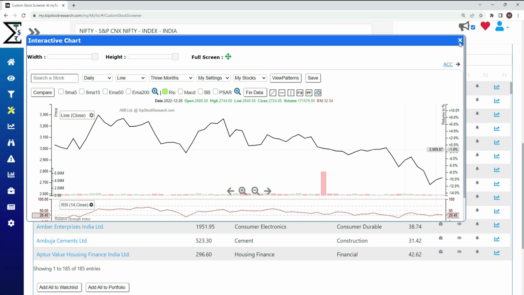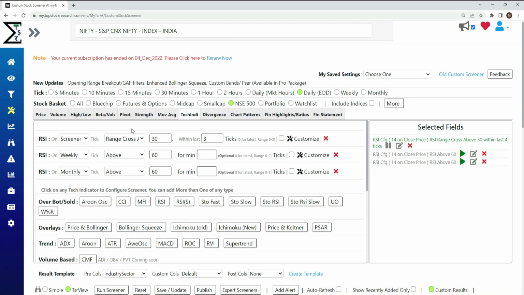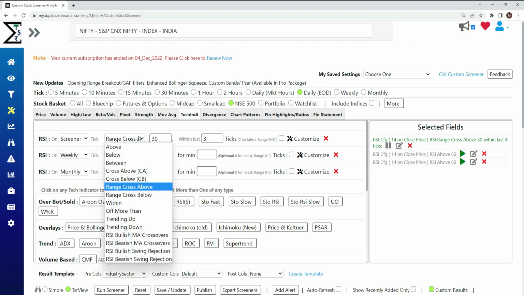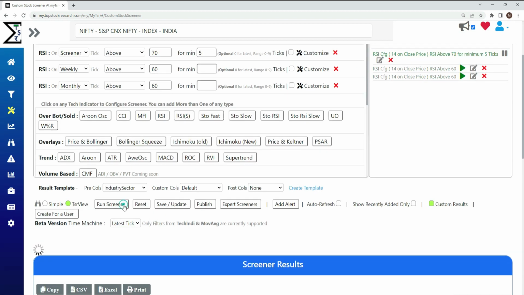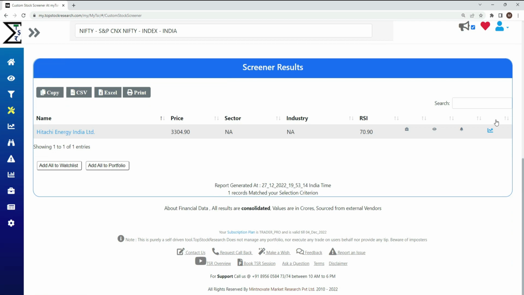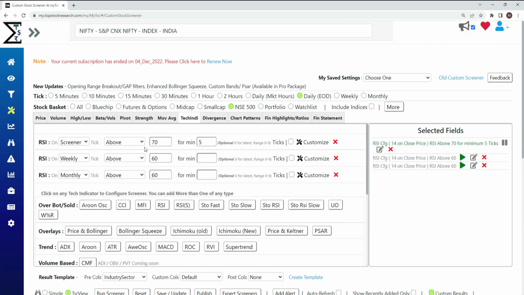Okay, so this is how you can utilize the screener for multiple different dimensions. One is the cross of these things. Number 2 is that you can go with the absolute number, like above, below. Let's say you're looking at above 70 for a minimum of 5 ticks. In the pre-screen, we have a preset of 3, which is considered to be generally good. But if you're looking at a stock which is above 70 for, let's say, 5 days, let's see if we get any. Yeah, so Hitachi. Hitachi is the stock which is above 70 for the last many days.